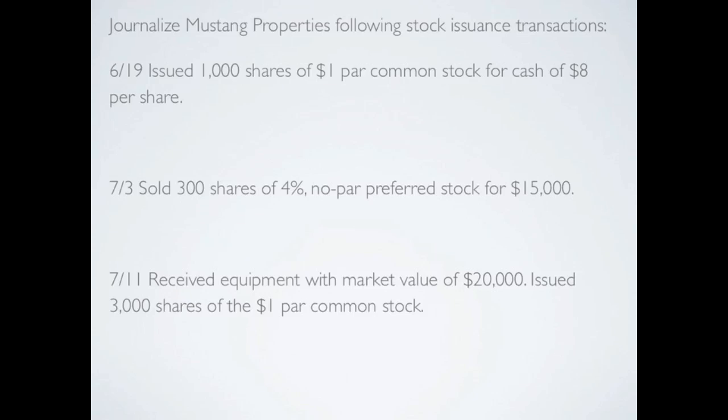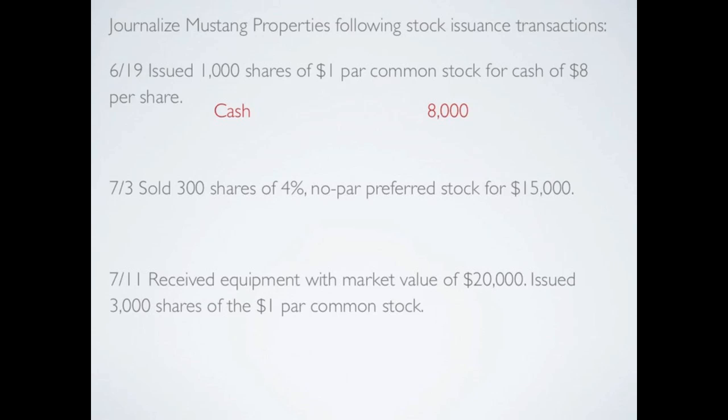So let's journalize Mustang Properties' following stock issuance transactions. On June 19th, they issued 1,000 shares of $1 par common stock for cash of $8 per share. So let's think about what it's telling us here. We're issuing 1,000 shares, which we've set at $1 par value, but we're selling them for $8 per share. So how much cash are we getting? We're getting $8,000 in cash because we're selling 1,000 shares at $8 a piece.